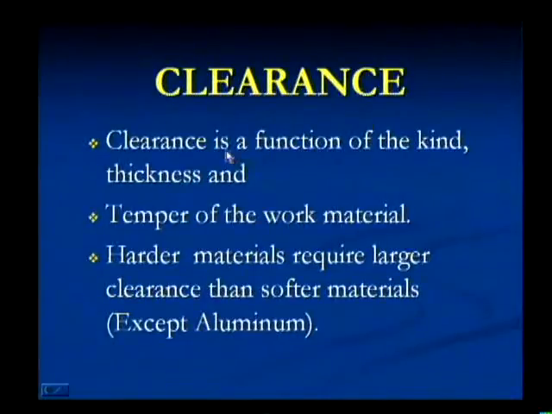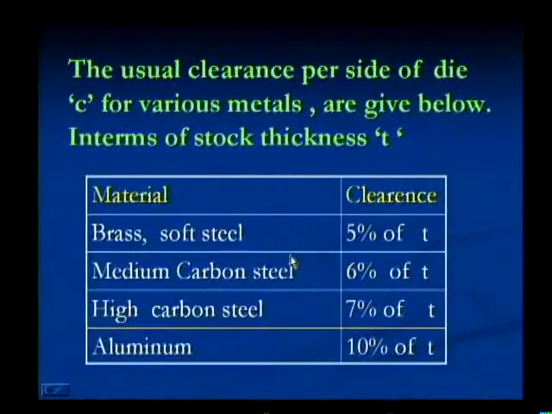Now clearance. Clearance is a function of the kind and thickness of the material and also the temper of the work material, and it also depends on the hardness of the materials. Harder materials require larger clearance than softer materials. The exception is aluminum. The usual clearance per side of the die, C, for various metals is given below in terms of stock thickness T. If T is the thickness of the stock material, the clearance to be provided on the die or punch may be like this.